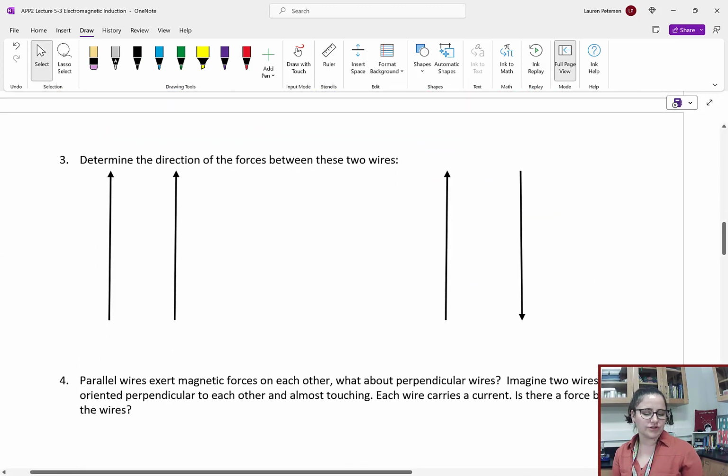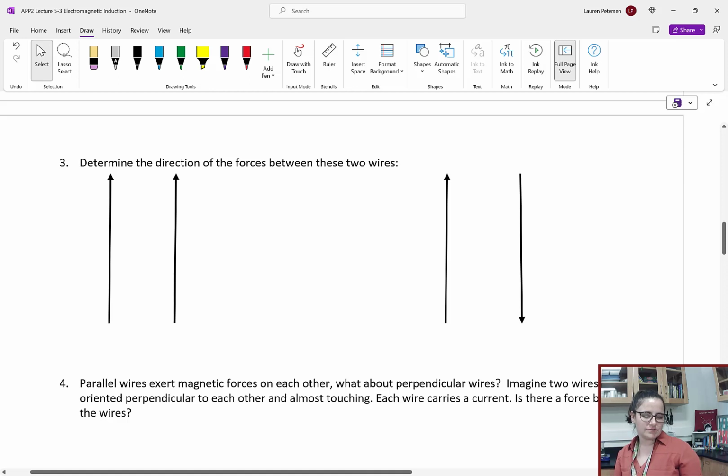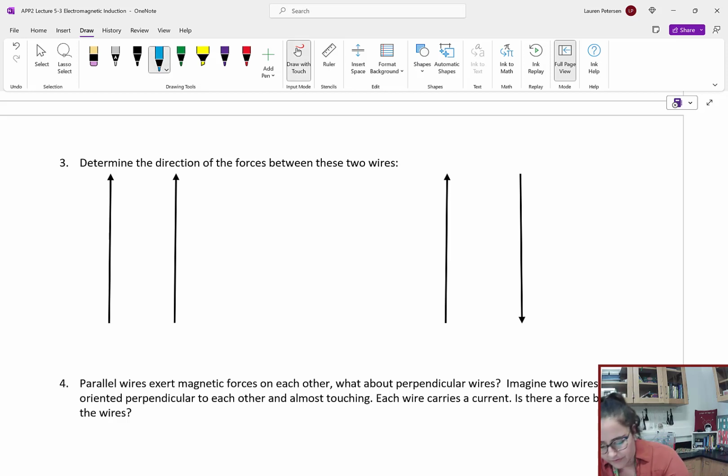What about the direction of the forces between wires? Okay, so let's go ahead and think about these magnetic fields. I'm going to focus in on just this wire 1. So for wire 1, we have the current going up. So the field is going to be going into the page on the right side of it, and coming out of the page on the other side.